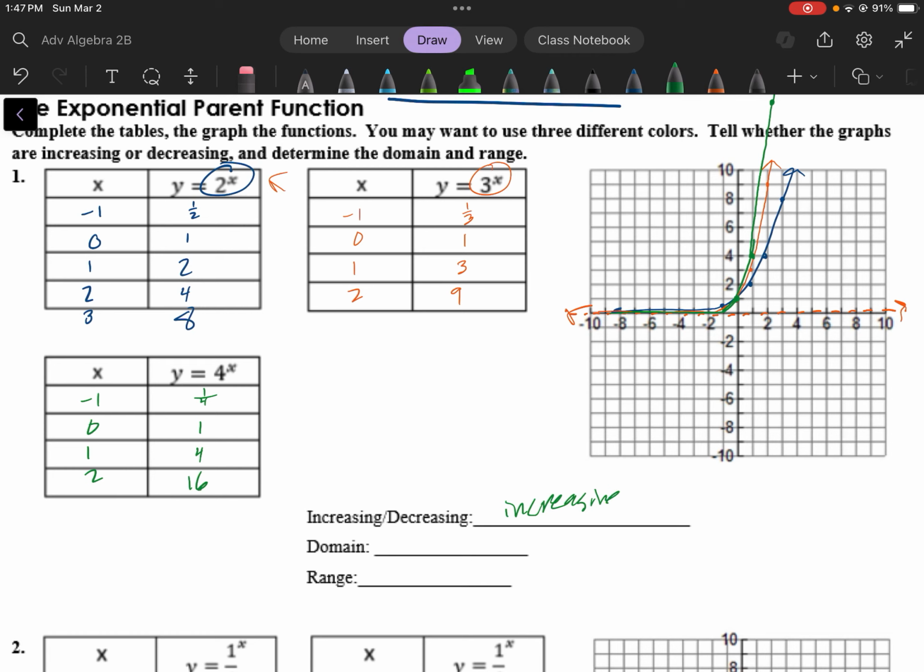As I go left to right, we'd be increasing everywhere. The domain for all of these is negative infinity to infinity, but the range, which is really important, is going to be 0 to infinity. And again, that's because of this orange asymptote at x equals 0. And so asymptotes are special lines that you will never, ever cross. In this case, for exponential growth, you will never, ever get a y value that is negative. We're never going to be below the x-axis.